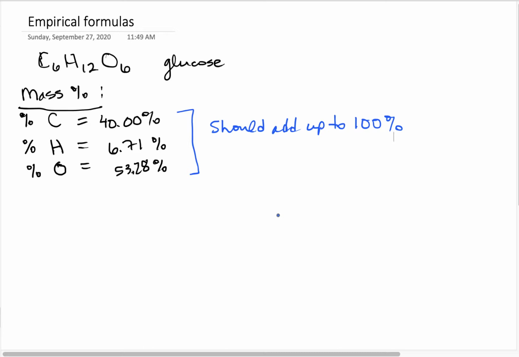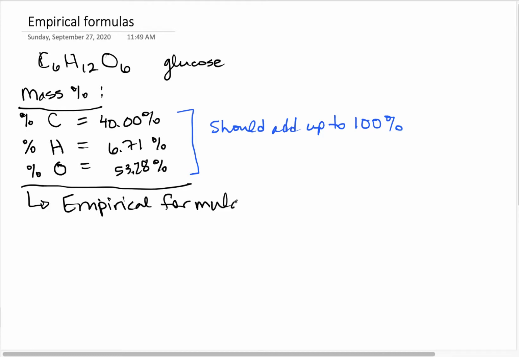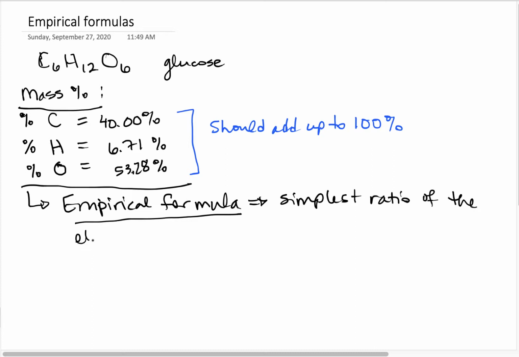And so this concept of doing mass percent is still useful when we are figuring out what compounds are in modern times. So if you don't know what the chemical formula of something is, mass percent is a place to start. And what we can do with mass percents is we can get something called the empirical formula. And the empirical formula is the simplest ratio of the elements in a compound.